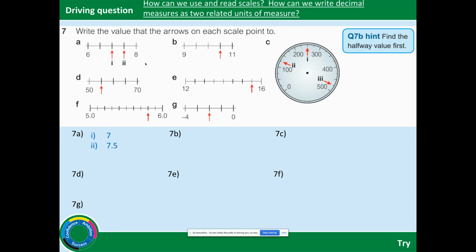Okay, so if we look at B, we've got 9 at one end, 11 at the other end. If I come to the middle, I've got 4 sections, so my middle section here, that would be 10. 10 is halfway between 9 and 11, and my arrow's pointing halfway between 10 and 11. So my answer would be 10.5.